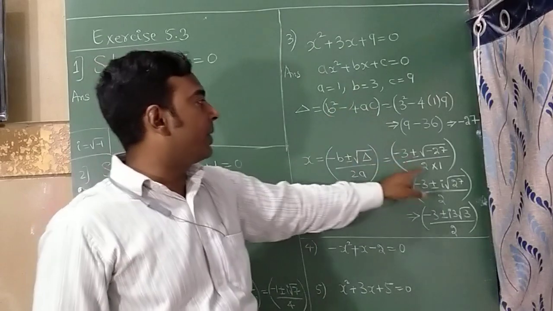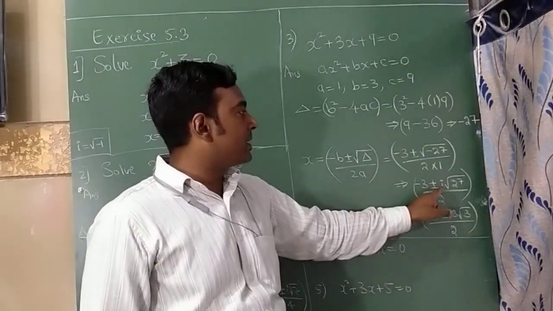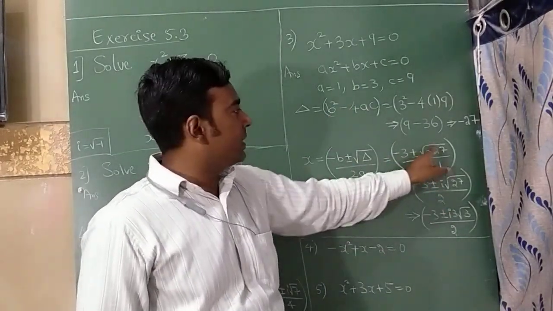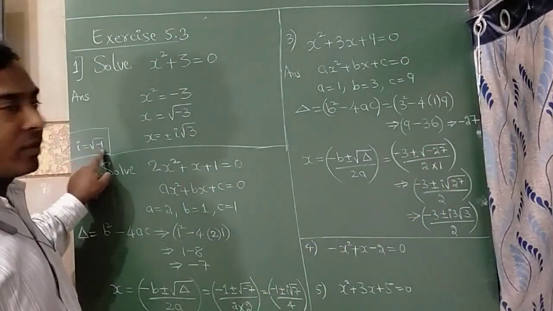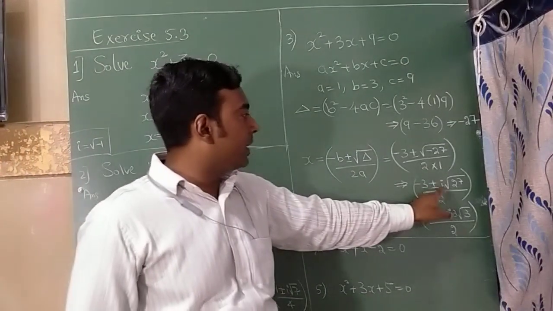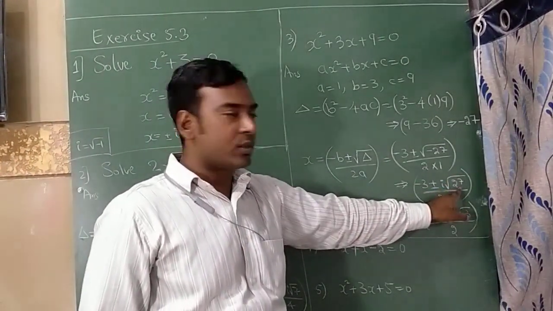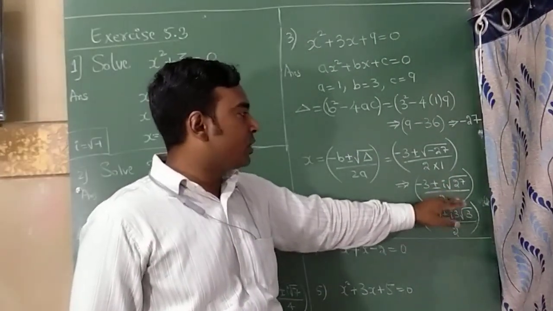A value is 1. So minus 3 plus or minus I. Why did I write I? Because it is in a square root of minus 27. I have told you I value is square root of minus 1. So I have written I here and a square root of 27 divided by 2. Actually this is the final answer.